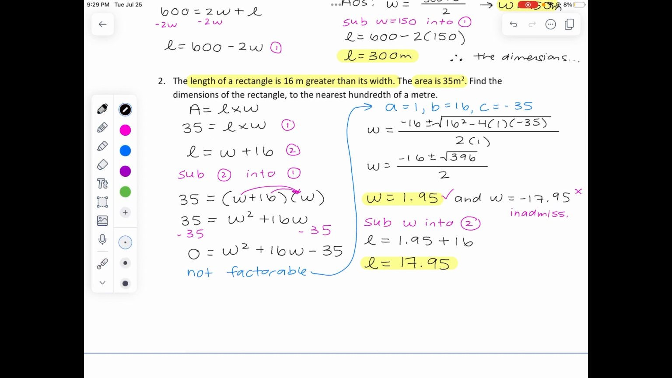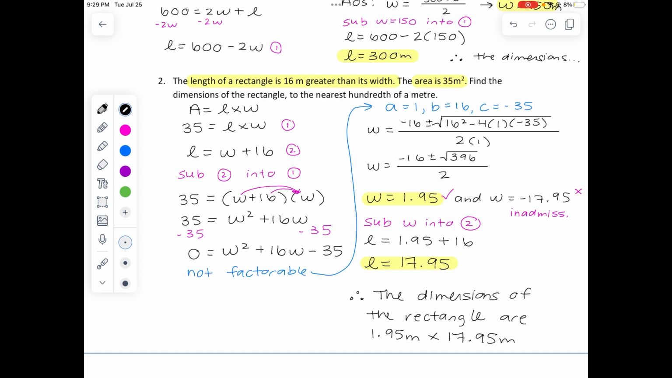Okay, so then those are my dimensions, so I would just use a sentence answer, so therefore the dimensions of the rectangle are 1.95 meters by 17.95 meters. Okay, so the application problems that you'll see that are similar to this will always kind of follow the same form.